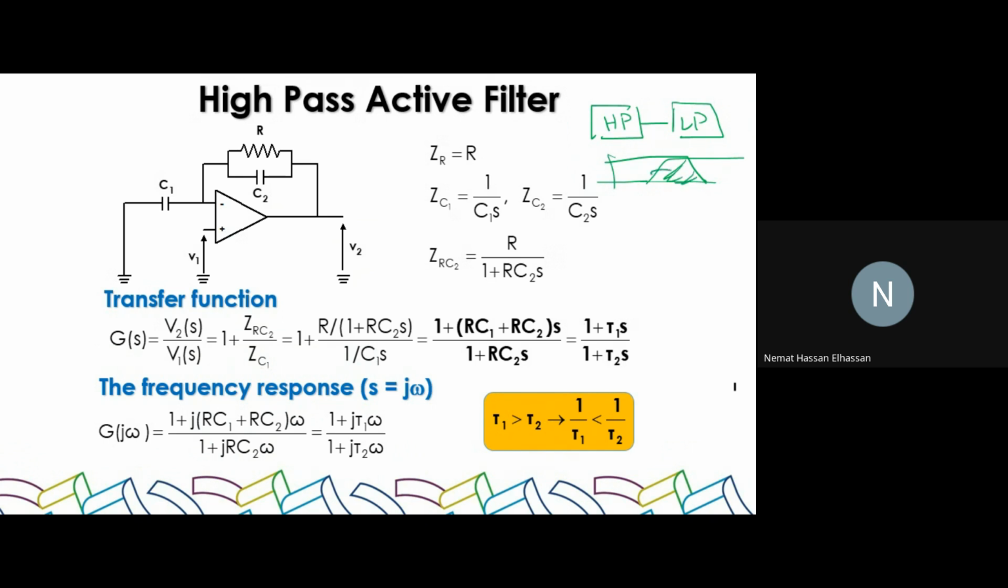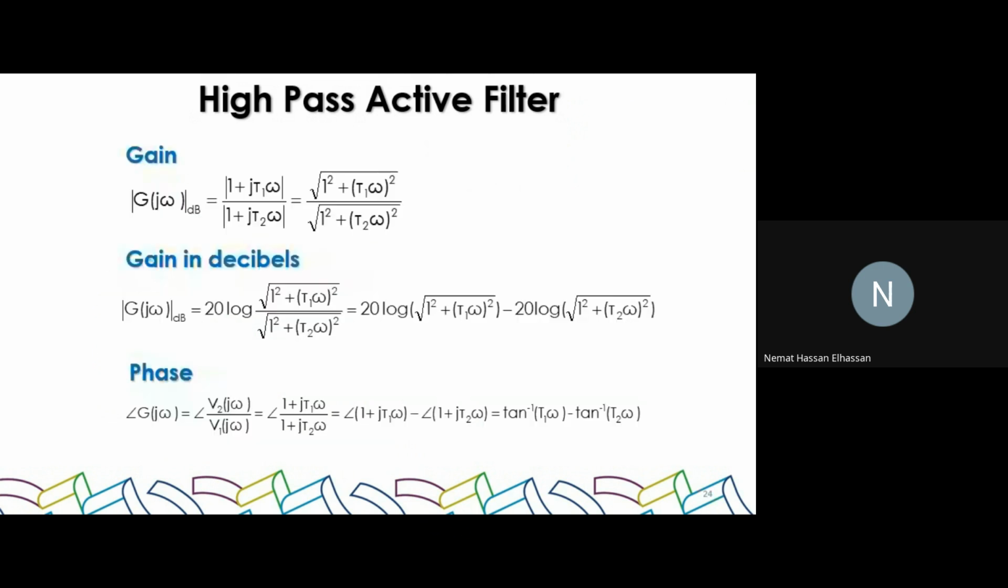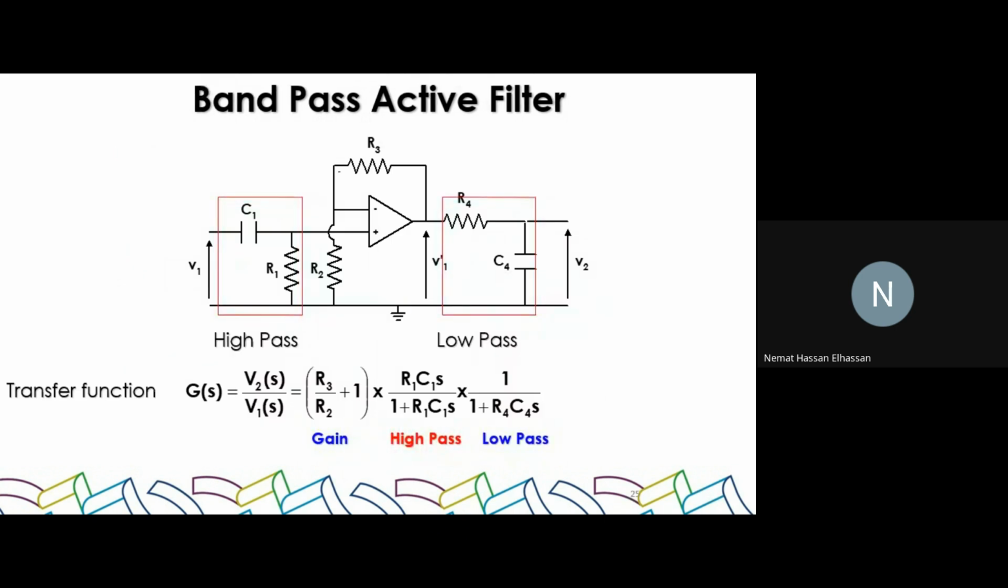But if I want to build an active band pass filter, what would I do? All you have to do simply is add in the middle here an op-amp gain. So it becomes high pass, gain, low pass. So the combination will be something like this. This is the high pass filter. This is the op-amp active component. And then this is the low pass filter. The total gain will be the gain of the op-amp times the gain of the high pass times the gain of the low pass. Clear?